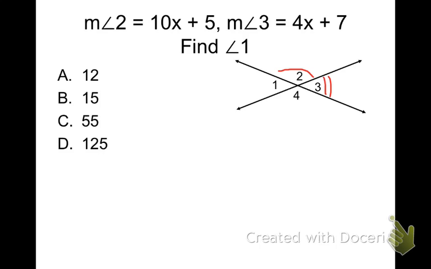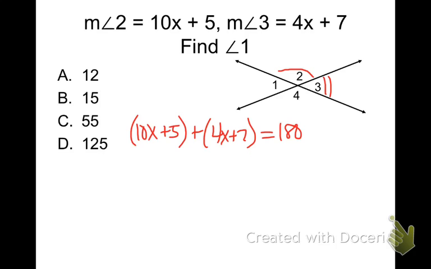So angle 2 here and angle 3 are a linear pair. So we know their measurements: 10x plus 5, there's angle 2, and angle 3's measurement, 4x plus 7. We know that they'll add to 180 degrees because they're a linear pair. Combining like terms, 14x plus 12 is 180.